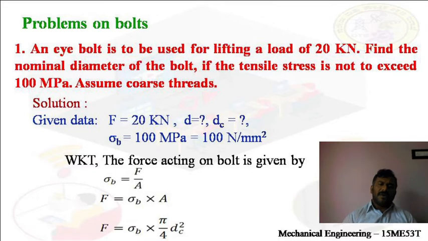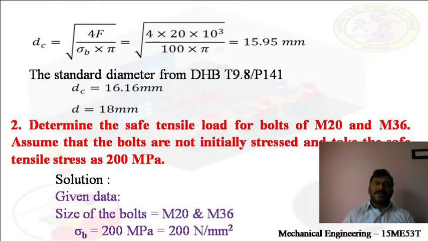F is known and stress is known. Substitute these two values, we will get the value of DC. DC is nothing but core diameter. DC will become square root of 4F divided by sigma B into pi. 4 into, that is force is 20 into 10 raised to 3 Newton. Stress is 100 MPa, 100 into pi.